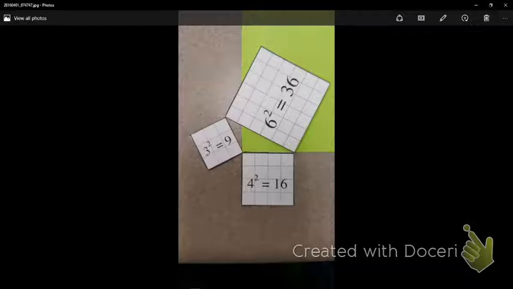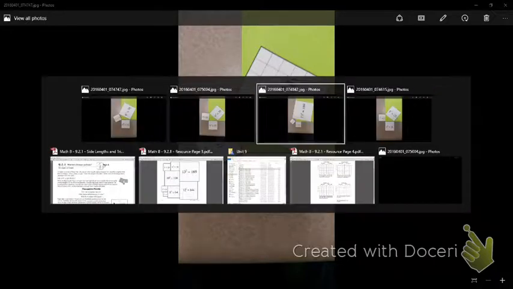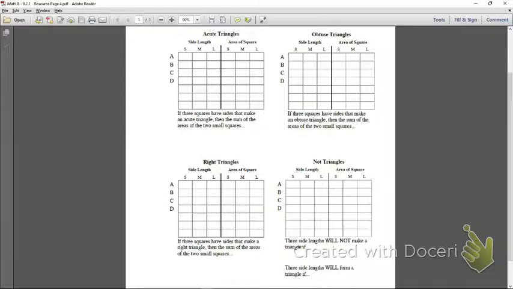All right, hopefully you got that worked out. What we're going to do is summarize this information now. So all these photos are going to go away. Let's get into your handout here. So we're going to use the actual sides that we worked with.